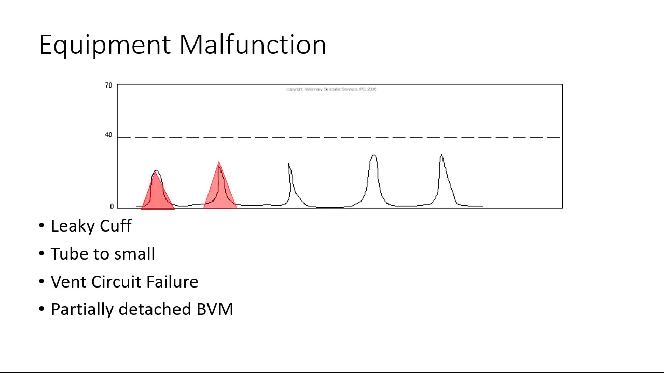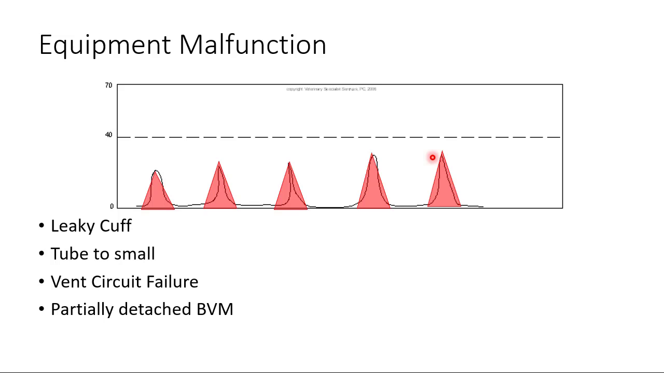example. But what you see here is you see an increase in tidal CO2, but not a clearly defined waveform. So you're getting CO2 from somewhere. The question is where? Well, this is most likely a leaky cuff, or there's CO2 escaping around the cuff, so you don't have the normal plateau, or vent circuit failure. Or what I've seen is where the BVM is partially detached with the end-tidal CO2, so it's getting air, it's sampling atmospheric air as well.